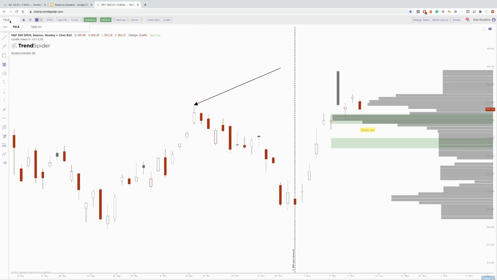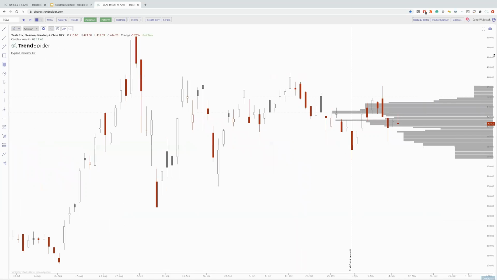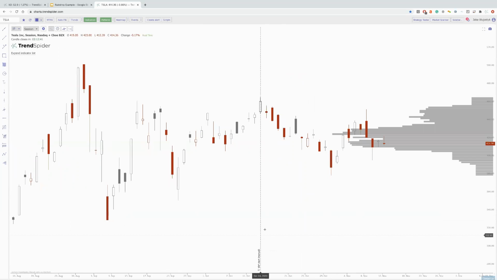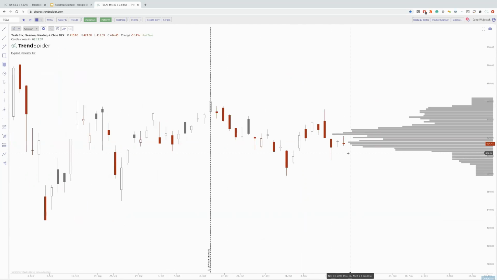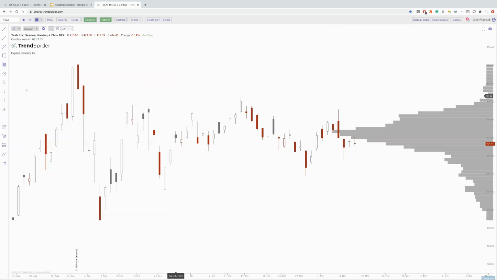So if we go to Tesla, Tesla's a great example of this. If we want to anchor the volume by price from that same high that we just did in SPY, you'll see that there's a lot of overhead supply right here. And if we anchor it from the all-time high, you can see how much volume there is here. So Tesla is just having a hard time breaking through all of this overhead supply.